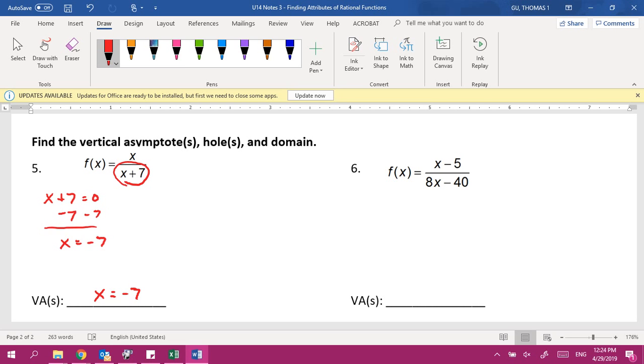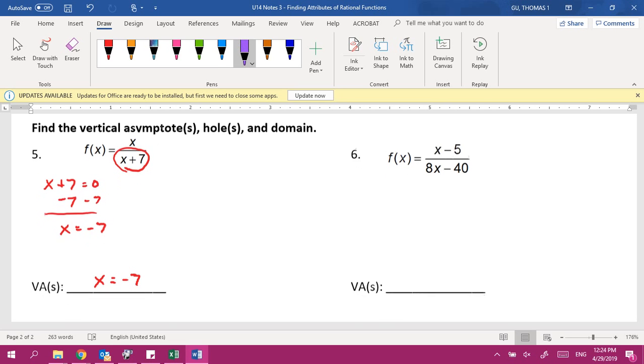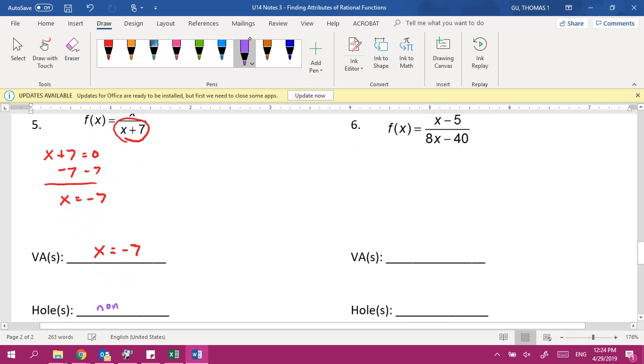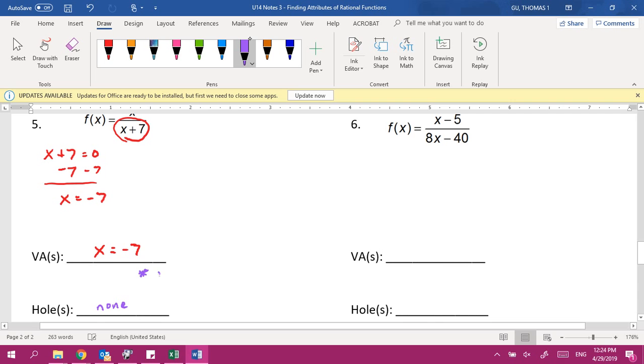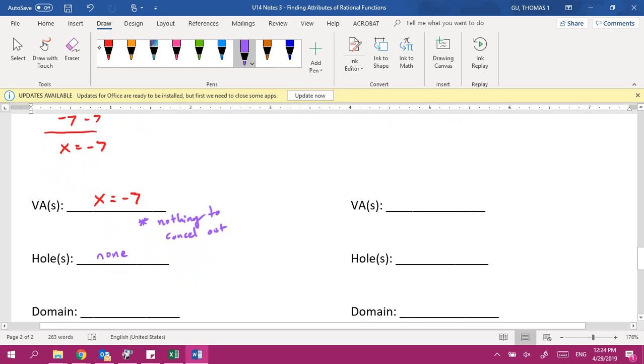Now, are there any holes on this equation? No. Why not? Because you don't cancel out. Right, there's nothing to cancel out. So there's no holes because there's nothing to cancel out. And then lastly, what would the domain be then? X is not equal to negative 7. Very good, Alejandro. That's right. X is not equal to negative 7. Remember, vertical asymptote is that one line you can't touch. So that's the only value that's not going to be included in the domain.